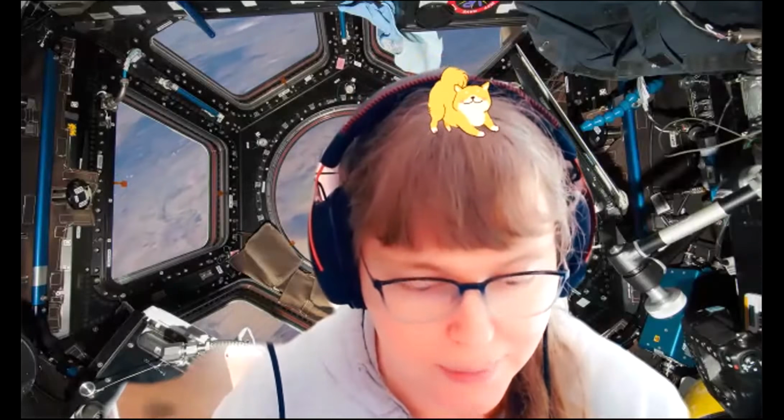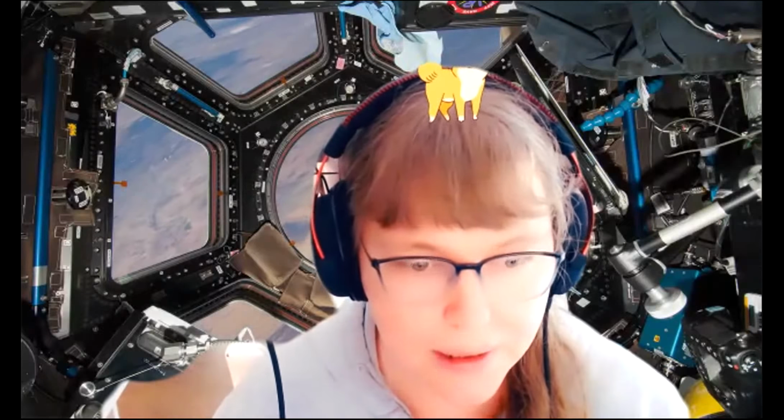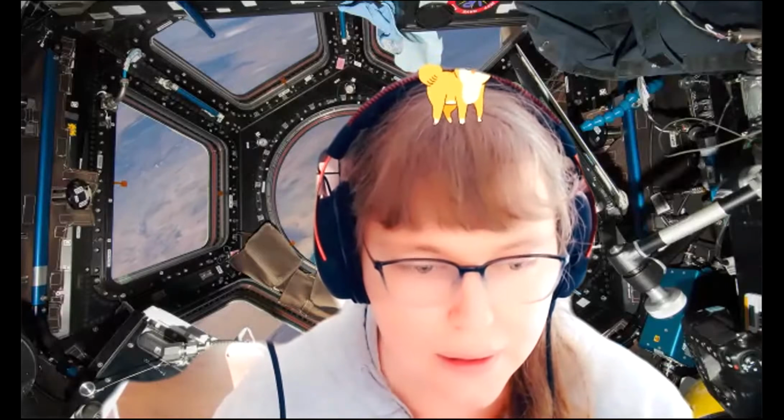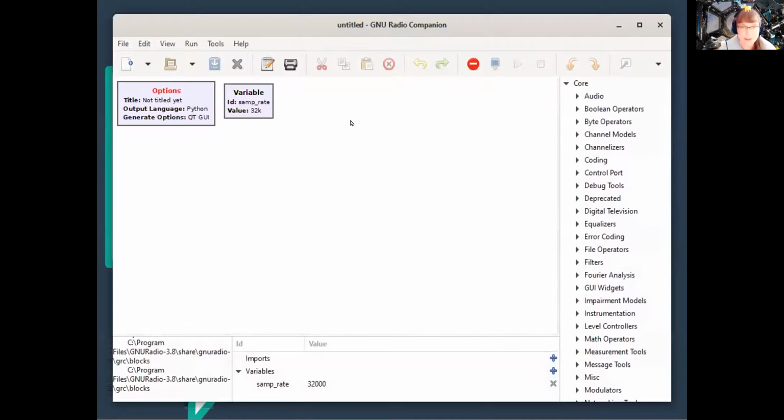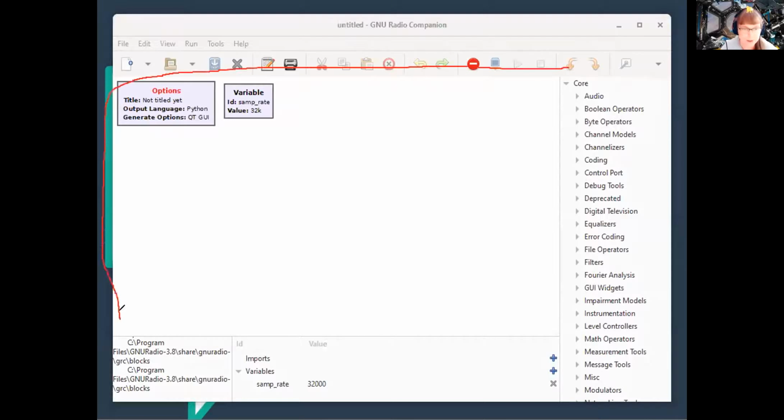So let me share GNU Radio Companion. Here we go. This is what GNU Radio Companion looks like. Basically, you have this center area here, where you're going to essentially draw what the radio pathway is.